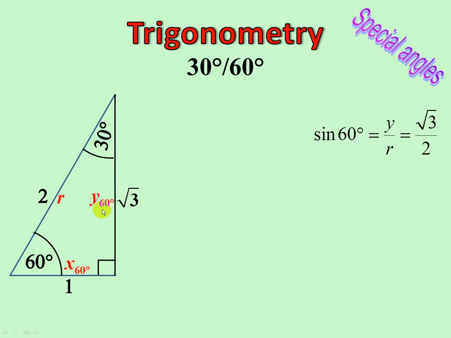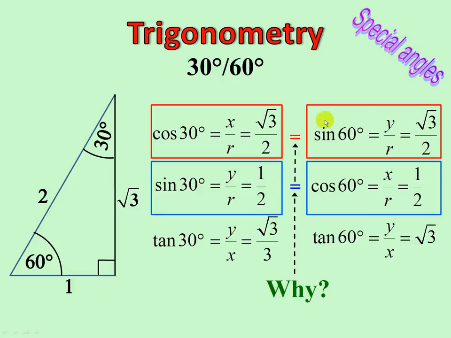60 degrees, so now that's the y for 60 degrees, the x for 60 degrees. Put into your formulae, into your definitions, and there we are. We have the trig ratios for 60 degrees. Note, cos 30, sine 60, the same result, sine 30, cos 60.